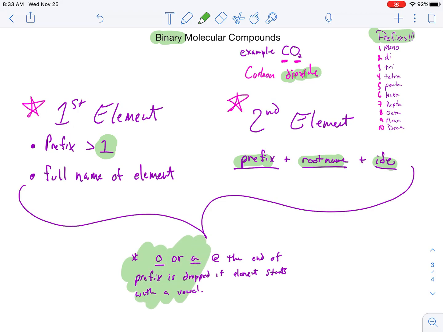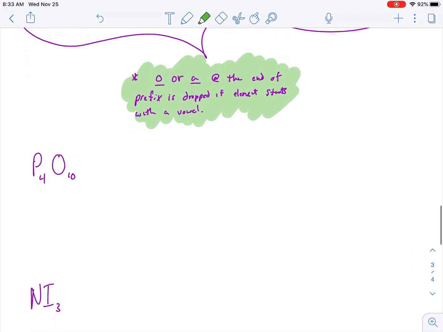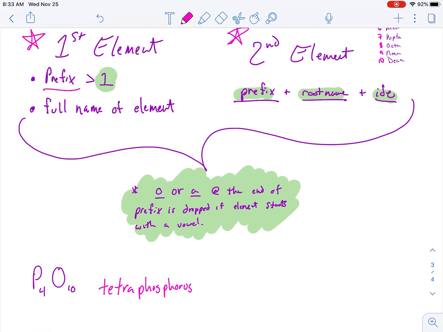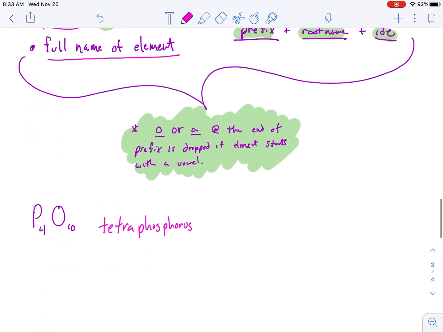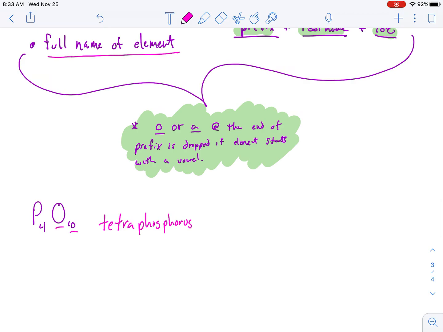Let's take a look at a couple examples, and then also bring up this weird English language rule in a second. So P4O10. Using my rules, this is going to be tetraphosphorus. I used a prefix because I had more than one, and then I added the full name of the element. And then I have 10 oxygens. I could name this decaoxide, but that kind of is a mouthful.